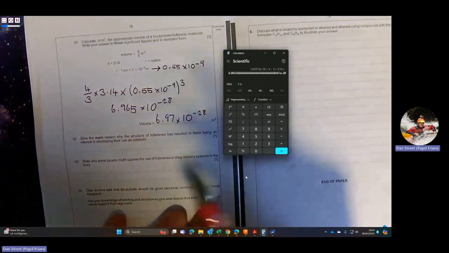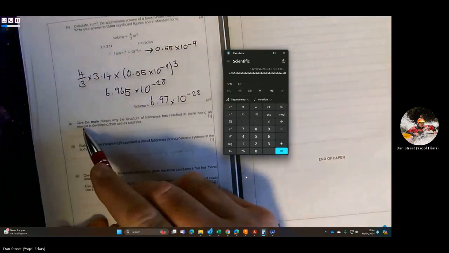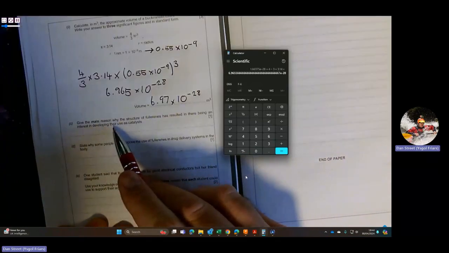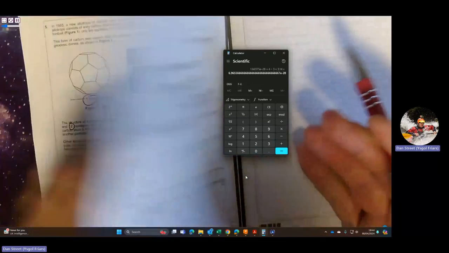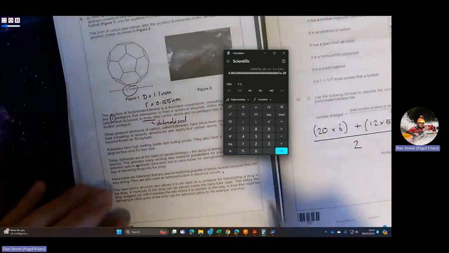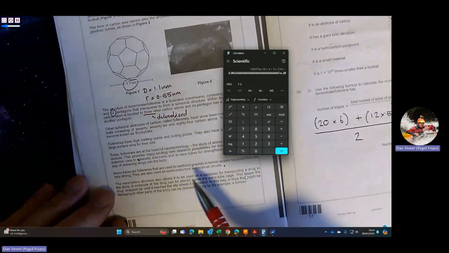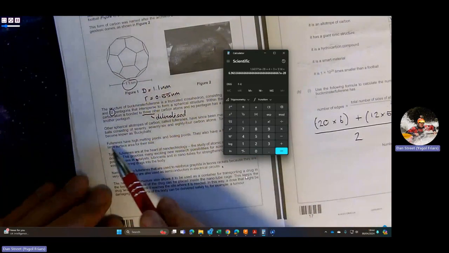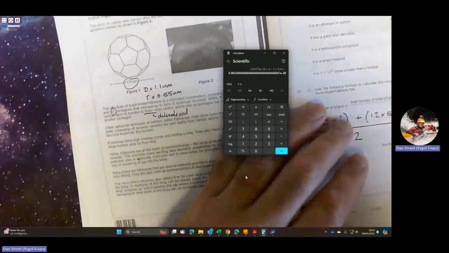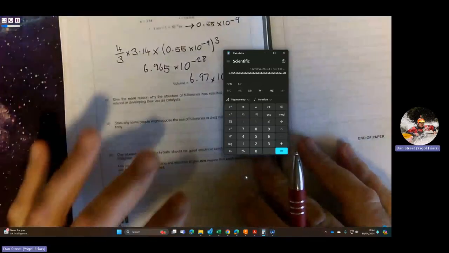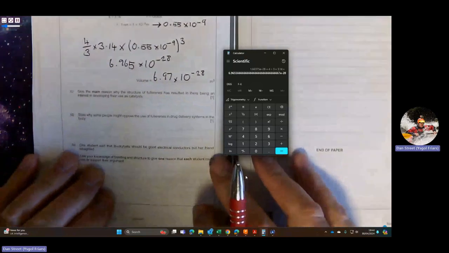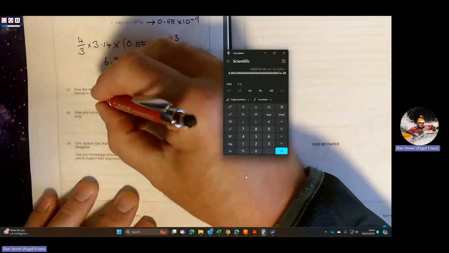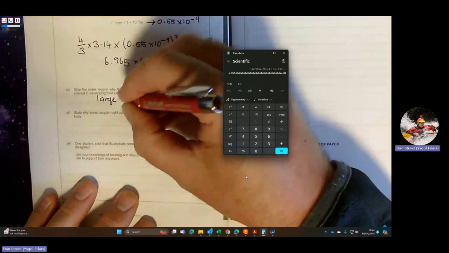bit here correctly. Right, give the main reason why the structure of fullerenes has resulted in there being an interest in developing their use as catalysts. So if we have a quick look back at our information here, somewhere in here it tells us that they have a large surface area for their size. Here we are. They have a high density and a large surface area for their size. So catalysts work much better if you've got a large surface area for the chemicals that are reacting to react upon. Okay, so large surface area.